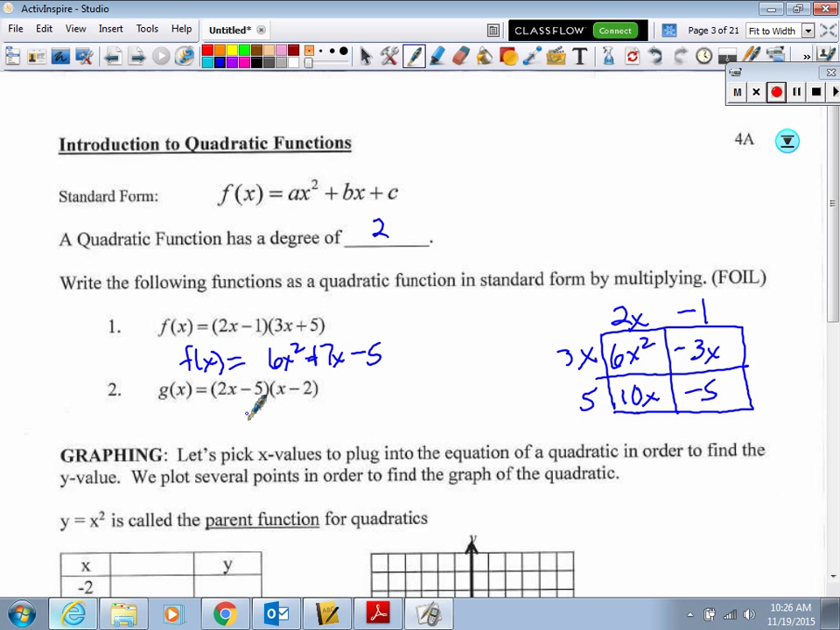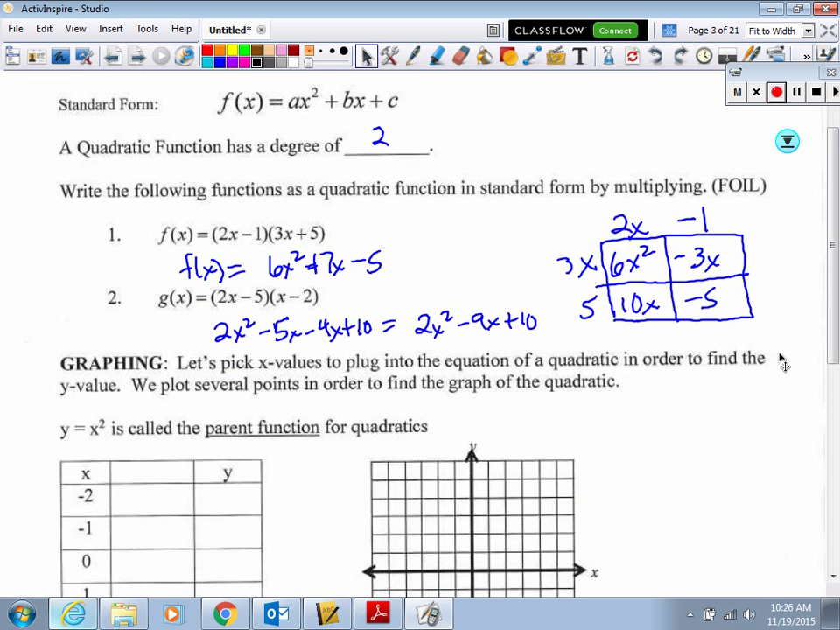You can do the same thing with this one. I'm just going to do it really quickly. So you're going to end up with 2x squared minus 5x, minus 5x, and then minus 4x, and then plus 10. So you're going to have 2x squared minus 9x plus 10. Again, that's how you put it in standard form. So hopefully you do remember how to do that. If not, you might want to check out videos on factoring.